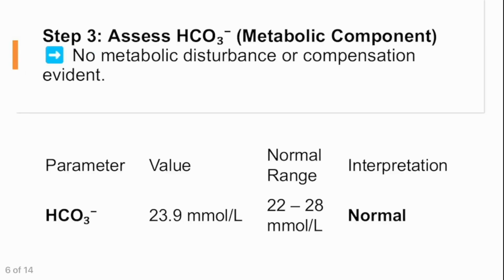Next, we assess the bicarbonate. So bicarbonate is 23.9. Normal is 22 to 28. So it is again normal range. So looking at the pH, then we look at the ventilation, that is the PaCO₂. Now we look at the bicarbonate, which is again normal. Step 4 is looking at the oxygenation. In the very beginning, you may go for the oxygenation because a low PaO₂ is very important. So this step can be used here, or you can start with oxygenation, ventilation, and pH.